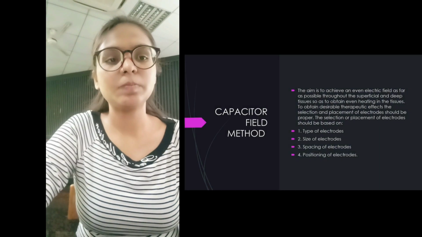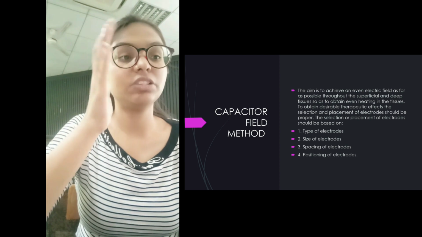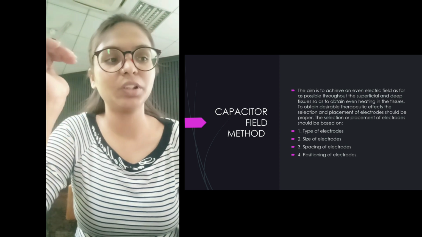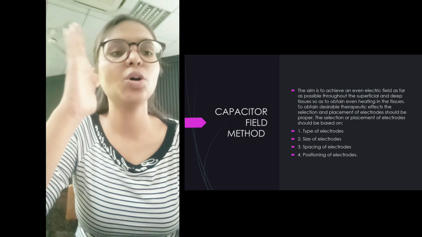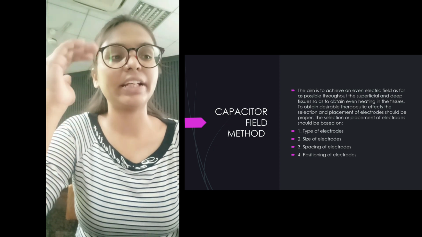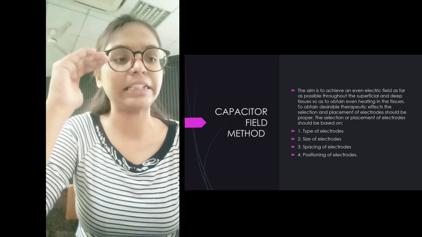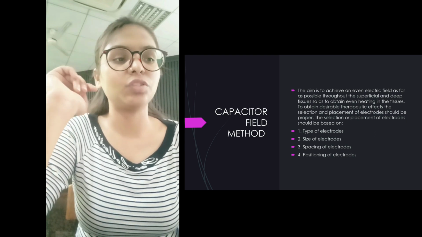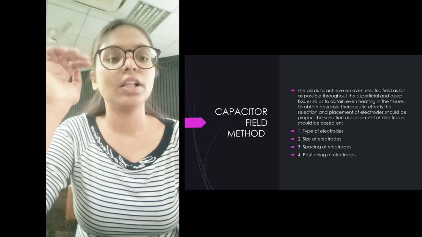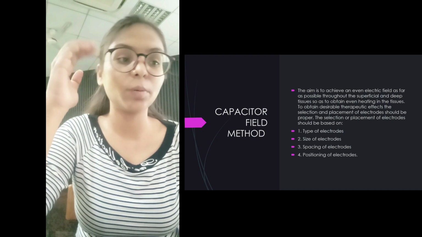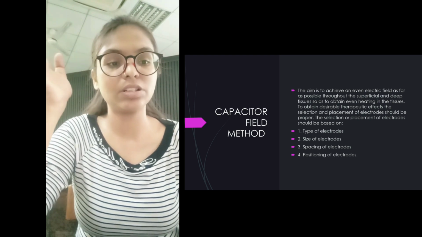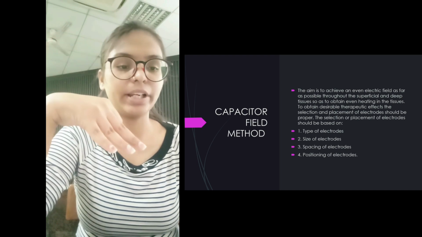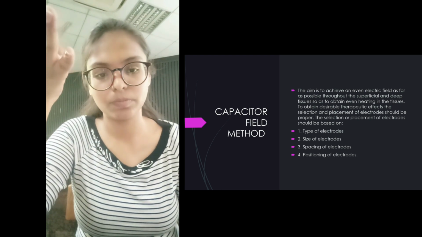Capacitor method. The aim is to achieve an even electric field as far as possible throughout the superficial and deep tissue, so as to obtain even heating in tissues. To obtain desirable therapeutic effects, the selection and placement of the electrode should be proper. The selection and placement of electrode should be based on first, types of electrode, size of electrode, spacing of electrode, and positioning of electrode.